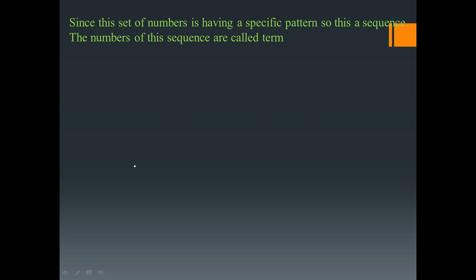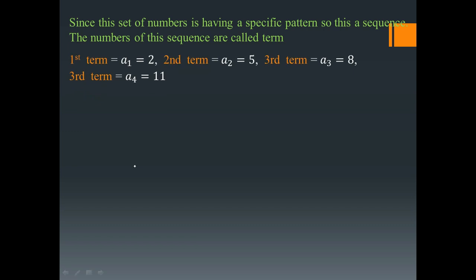Since this set of numbers has a specific pattern, this is a sequence. The numbers of this sequence are called terms. In the example we have done, the first term is 2, the second term is 5, the third term is 8, and the fourth term is 11.